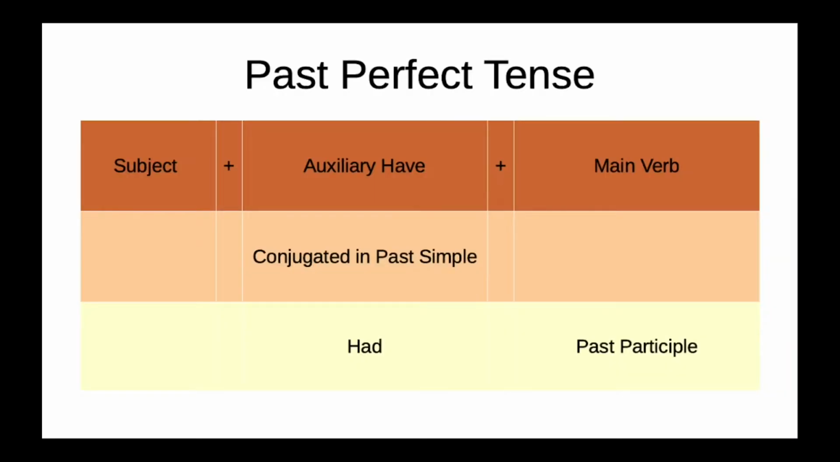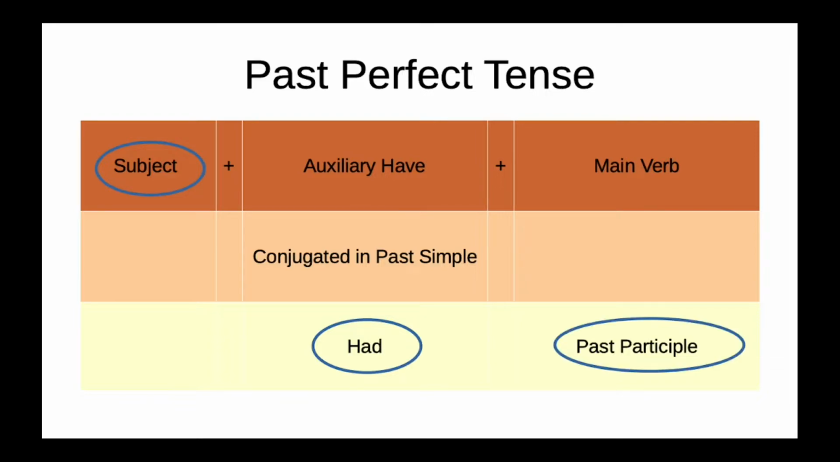So how do you form the past perfect tense? You can review this table later on for the details, but to put it simply, the formula for the past perfect tense is subject plus had plus past participle. And it doesn't matter if the subject is singular or plural, the formula doesn't change.